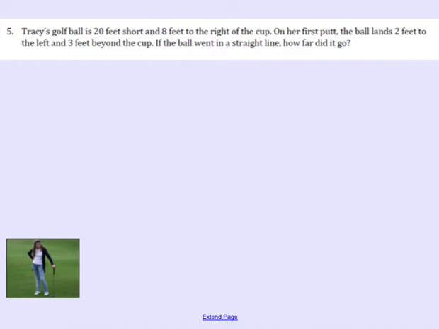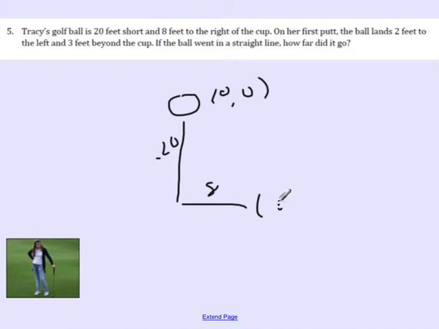It says Tracy's golf ball was hit 20 feet short and 8 feet to the right of the cup. So I am going to call my golf hole itself the origin. It's at 0, 0. So we're 20 feet short. And whenever we go down, that's going to be a negative. And then we're 8 feet to the right, and that's positive. Now, if you're looking at a graph, remember that you want to do your horizontal distance first, and then your vertical distance. So here's my x1 and my y1.